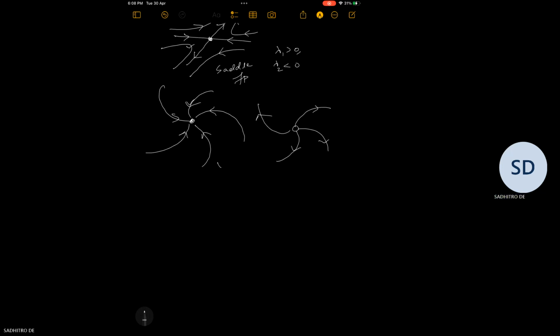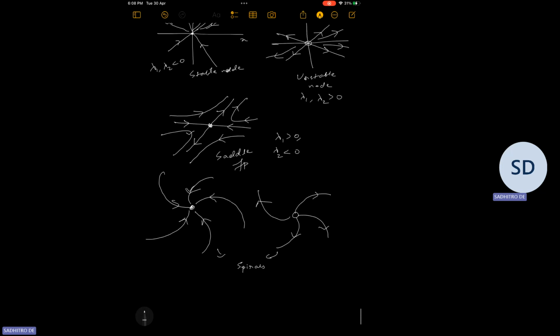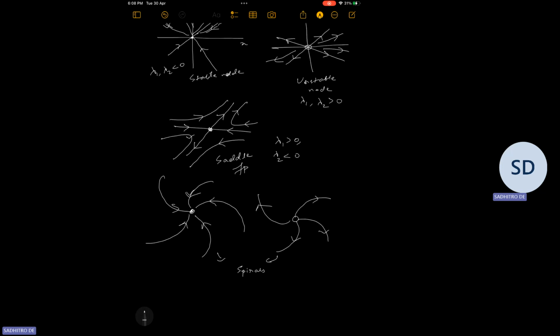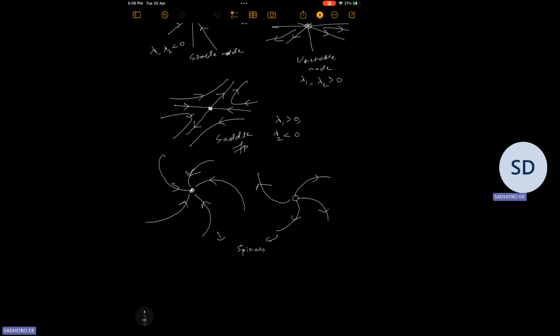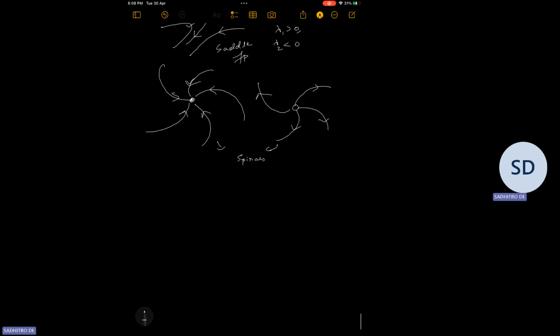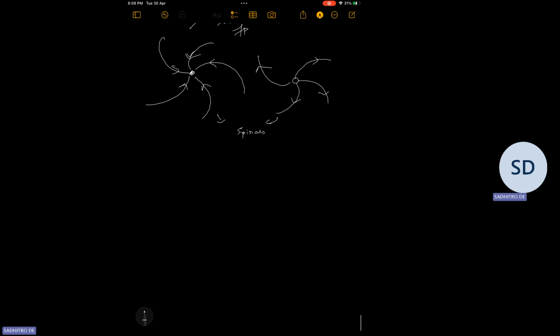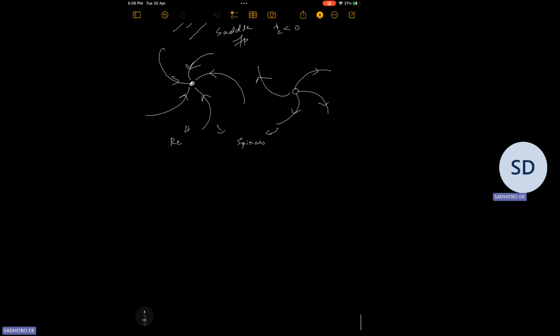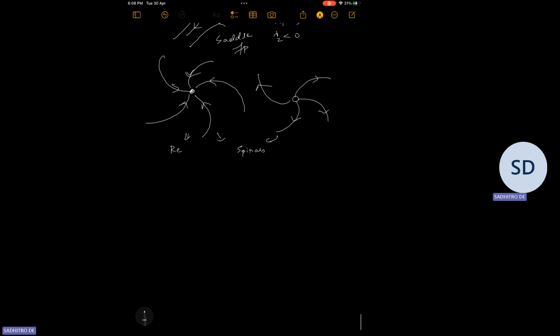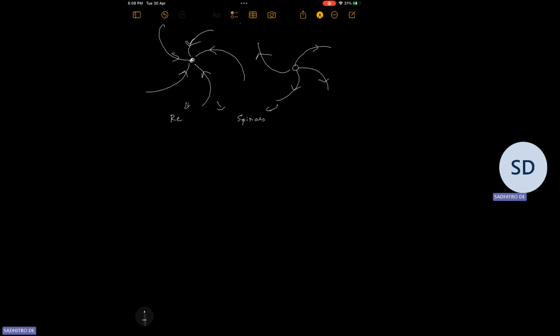So these were examples of spirals. For the spirals, the real eigenvectors do not exist, because the eigenvalues themselves are complex, so they cannot be mapped onto a real plane. Now, the real parts of both the eigenvalues are equal and they come in complex conjugate pairs. So a stable spiral happens when the real part of lambda is less than 0. And an unstable spiral happens when the real part of the eigenvalue is greater than 0.